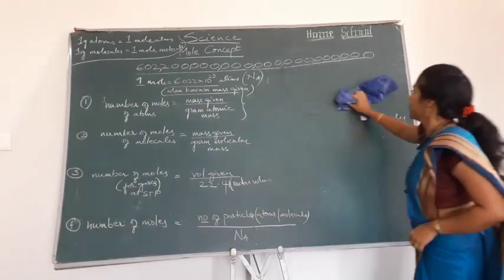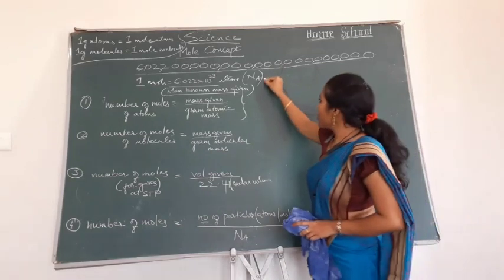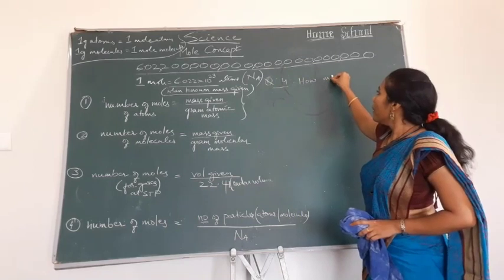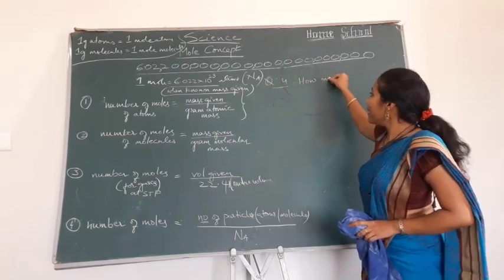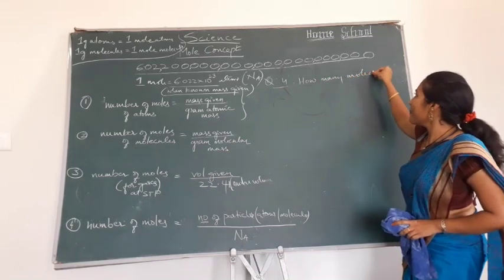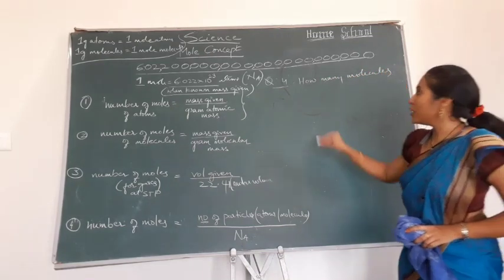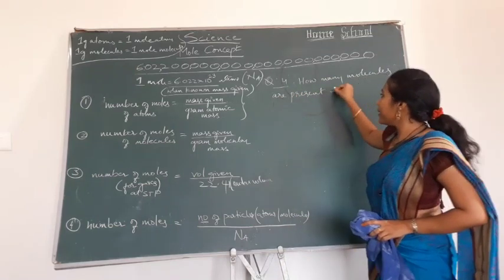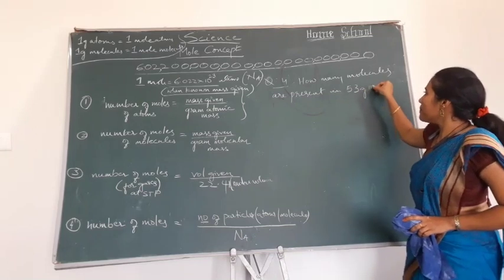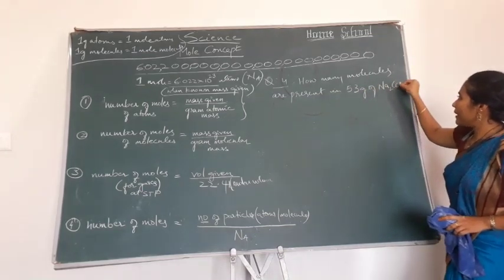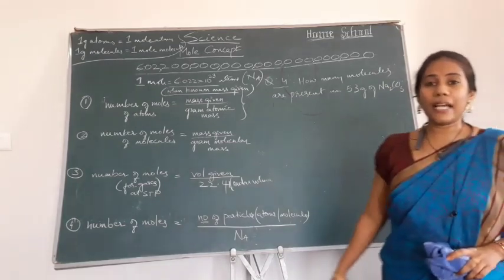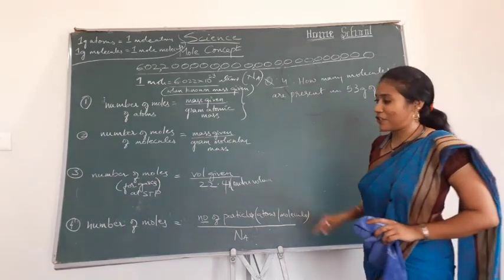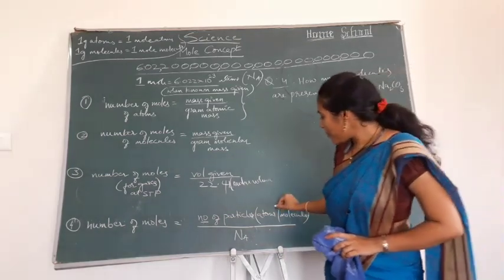Question number 4. How many molecules are present in 53 grams of sodium carbonate, Na2CO3? See guys, what I have asked you, molecules I asked you. So can you be able to use this formula?